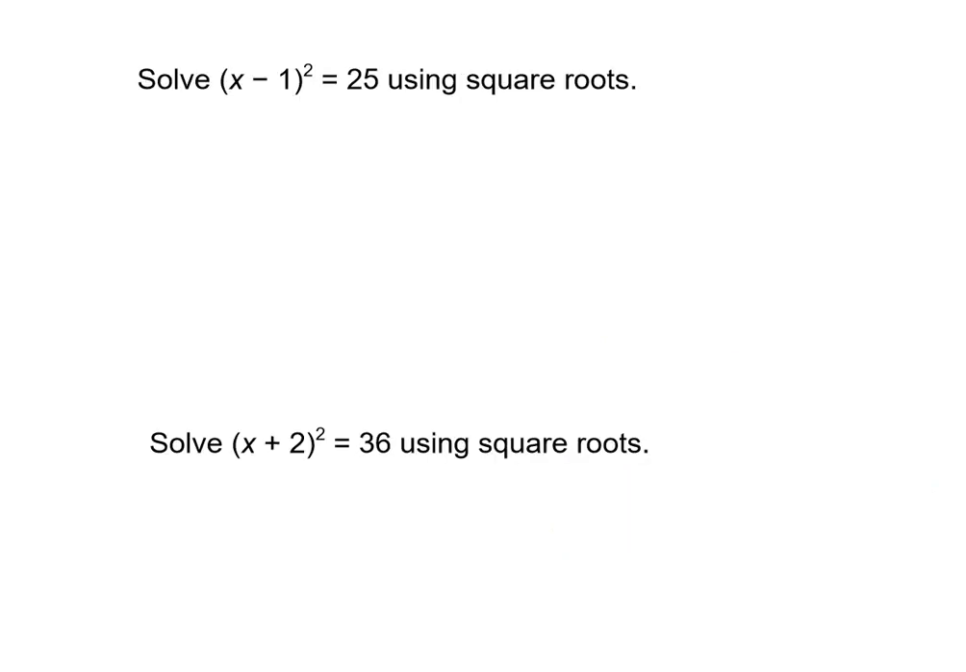Now when we look at ones like this, it's a little bit different. It looks kind of like something that's in vertex form since we have those parentheses, but we still have something squared equals something else. So when we have something squared, x minus 1 squared equals 25, we can solve that by taking the square root of both sides.